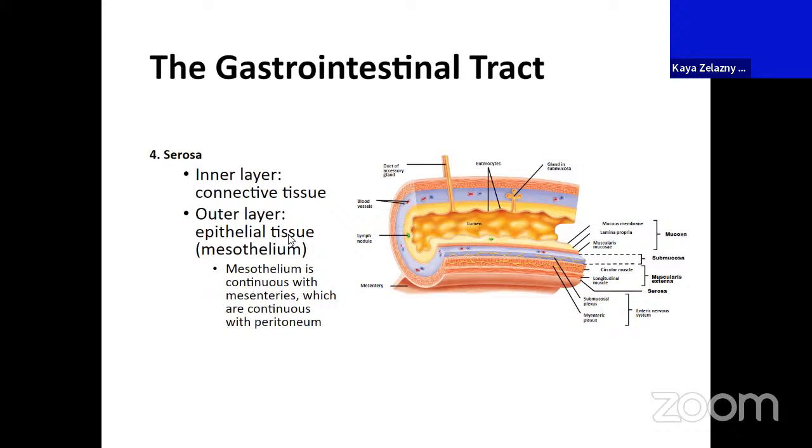Okay. So the serosa, we're really just thinking this kind of skin on the outside of the GI tract, right? It's not skin, but it's epithelium.